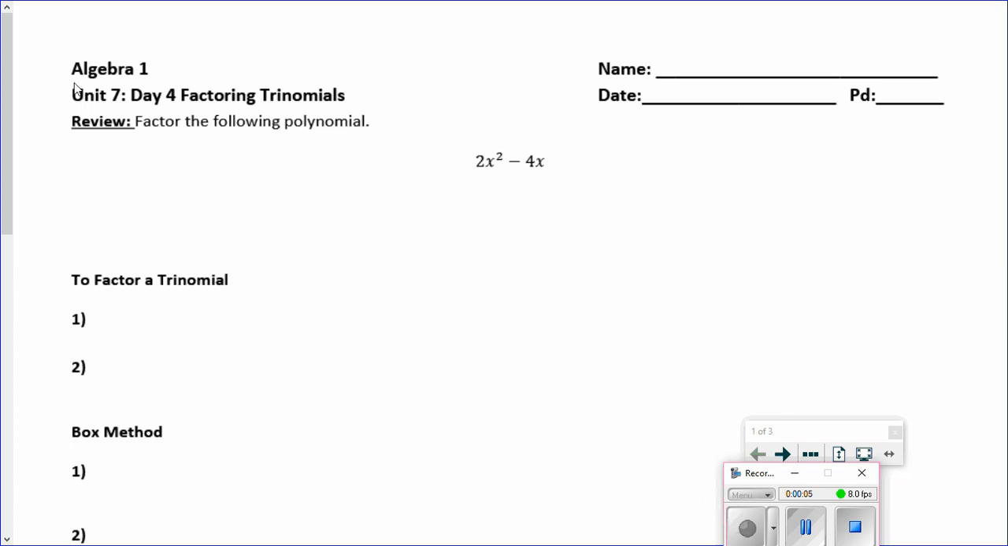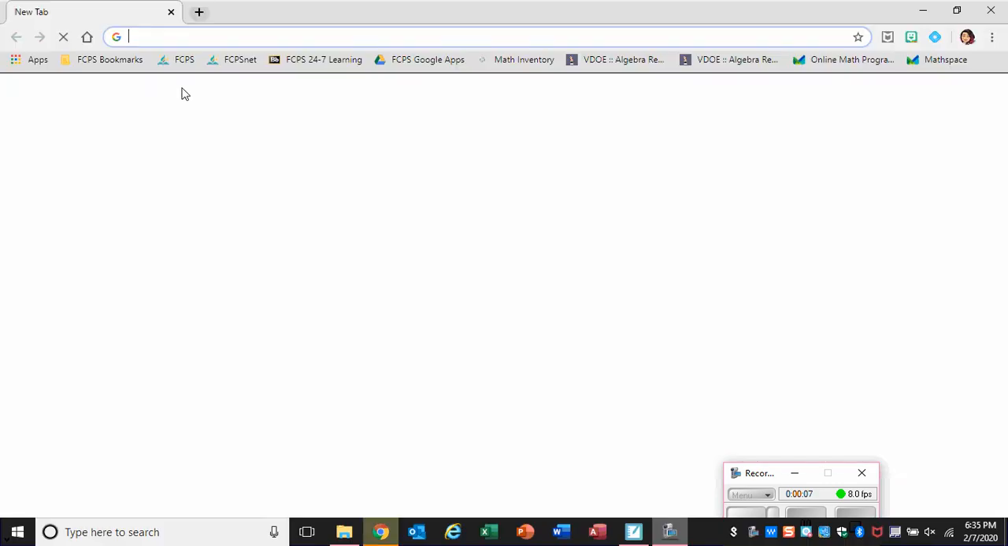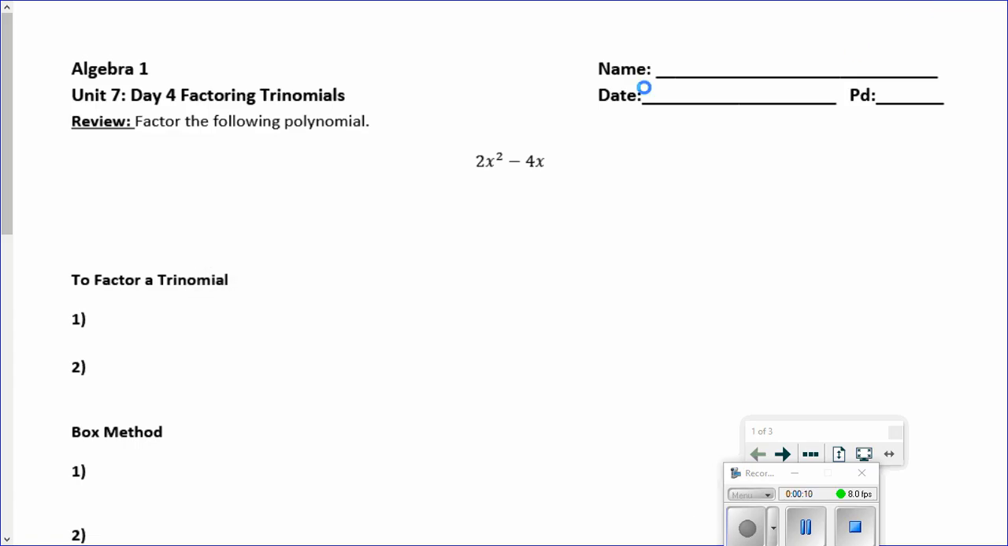Today we're going to do day 4, which is all about factoring trinomials, and we're going to add a little bit extra. We're going to also factor polynomials, so with 4 terms as well.